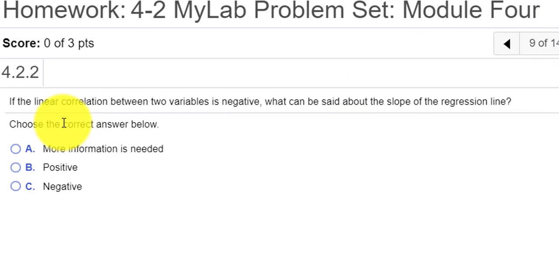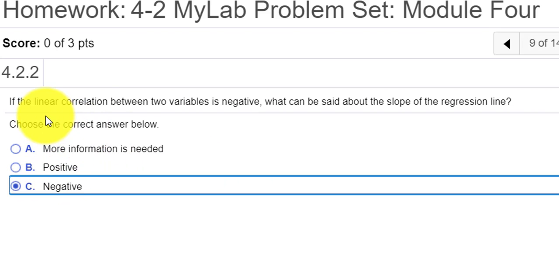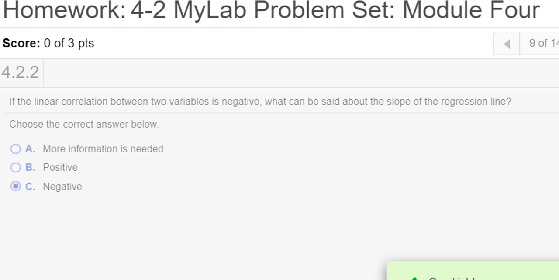Problem number 9, it says if the linear correlation between two variables is negative, what can be said about the slope of the regression line? That line would be negative as well, right? So if the correlation between the variables is negative, the slope should be negative. Check answer, it says correct.